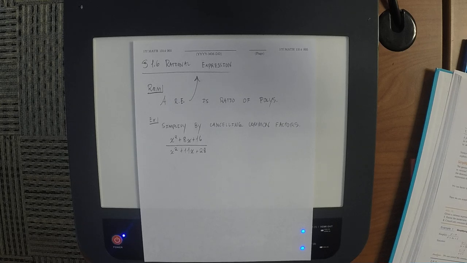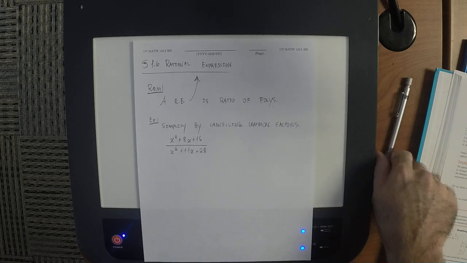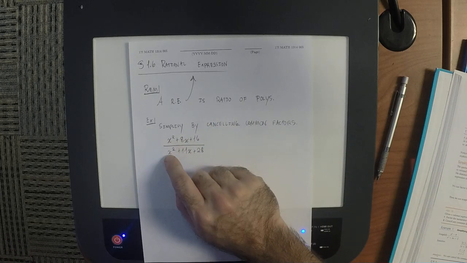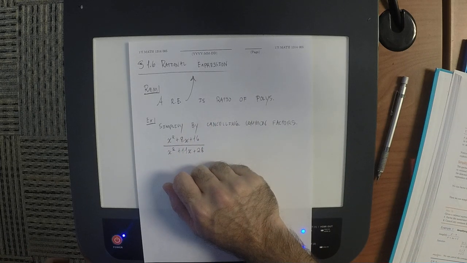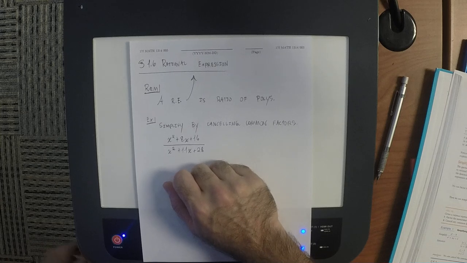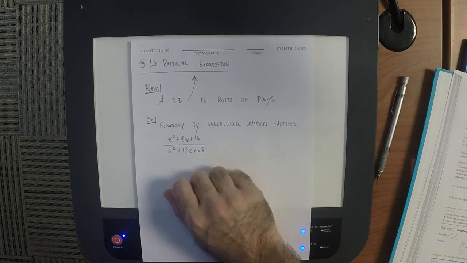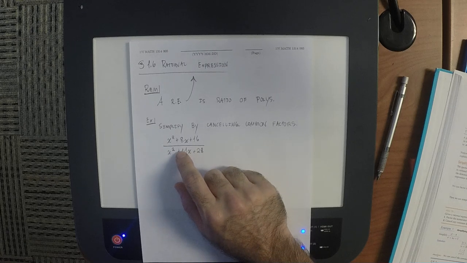So a lot of times when students are faced with an exercise more or less like this, they start out by saying, oh, well, I see an x squared there and an x squared there. I'll just cancel it. Does it work that way? No, it doesn't work that way. You wish? The universe would be utterly different if that were true. Okay. Division simply doesn't work that way.